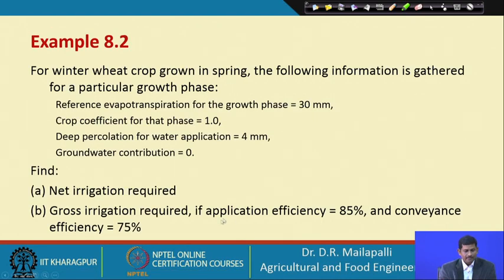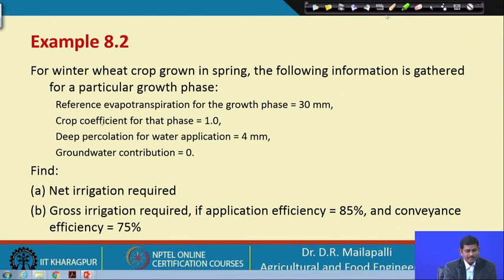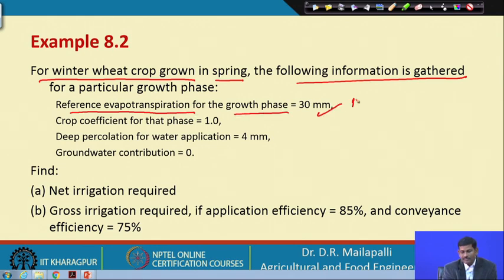So, next example, that is 8.2. In this example, this is a winter crop grown in spring. The following information is gathered for a particular growth phase. Reference evapotranspiration for the growth phase is 30 mm, so ET 0 is 30 mm.